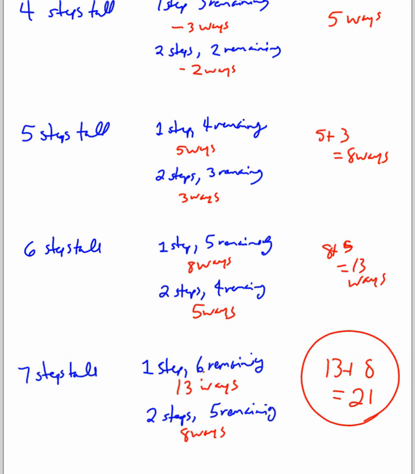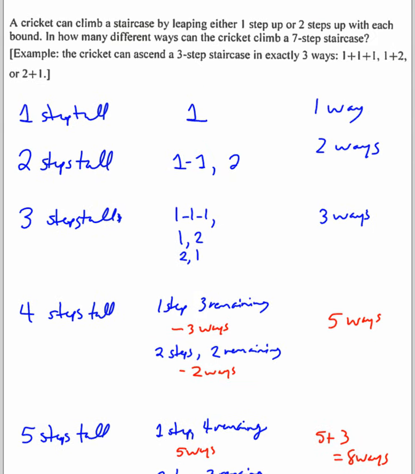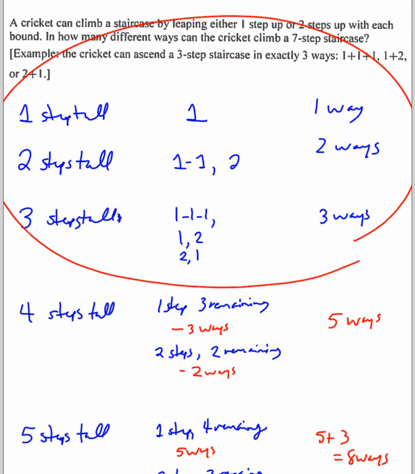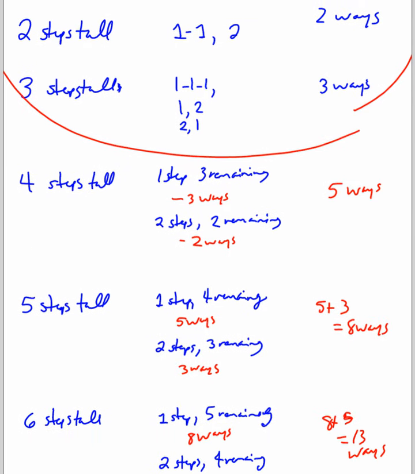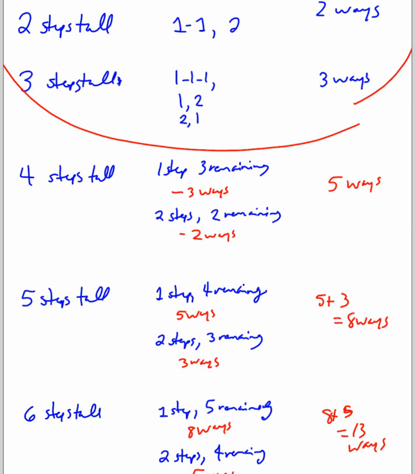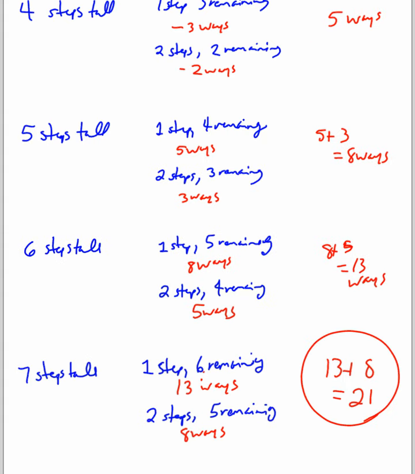So again, what I did was I simplified the problem. I said, if there was only 1 step, there is only 1 way. If there were 2 steps, here are my 2 ways. If there were 3 steps, here are my 3 ways. Then I can actually use the work that I did here to simplify all the rest, because 4 steps really just becomes 1 and 3 or 2 and 2. And then 5 steps becomes 1 and 4 or 2 and 3. And I can use the work from the previous one to get my answer, which is 21.